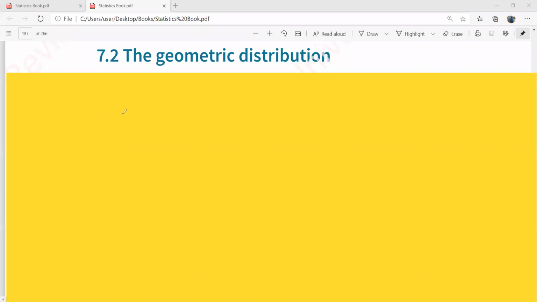Bismillahirrahmanirrahim. Dear students, we are going to study about the geometric distribution. This geometric distribution will be explained to you by relating it to the binomial distribution. Okay. Now let me tell you how we write the binomial distribution.